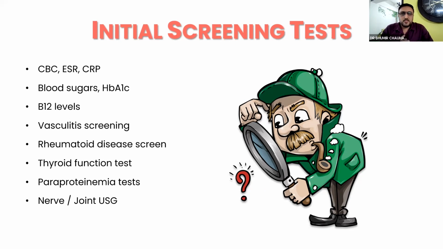So selection of nerve is basically dependent on which type of symptoms the patient has come with, and the severity of that particular nerve being affected, clinically as well as on nerve conduction. So accordingly, you should select the nerve.